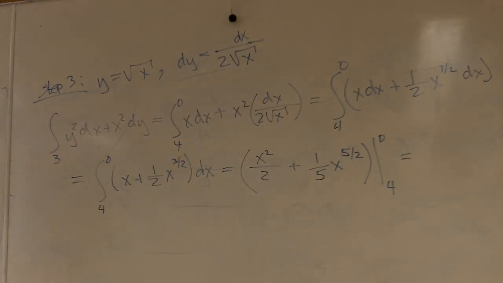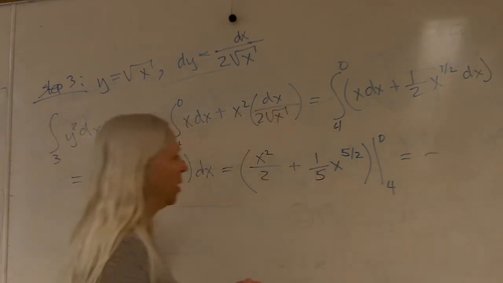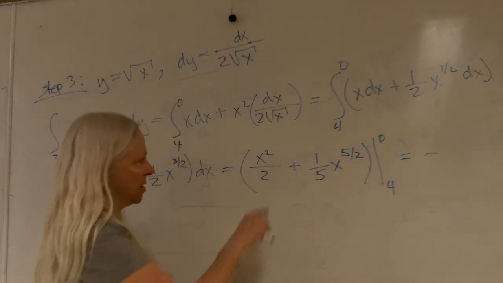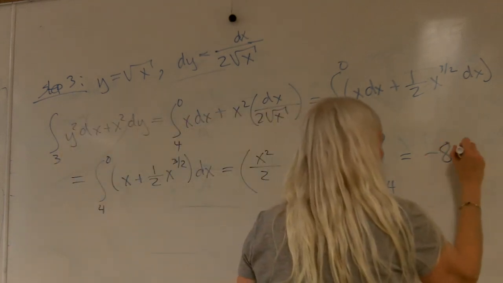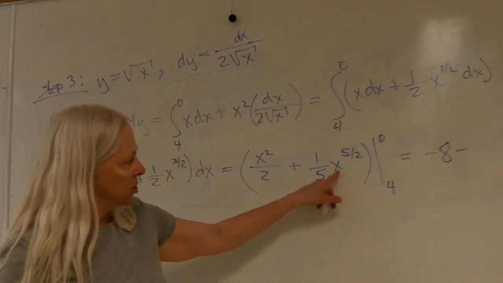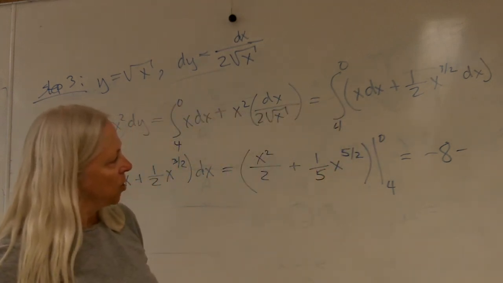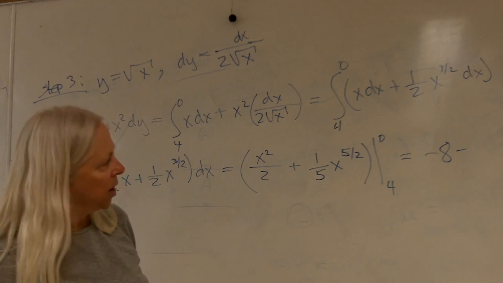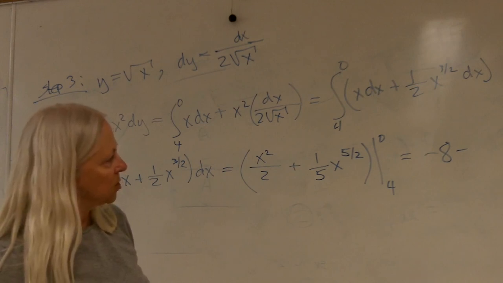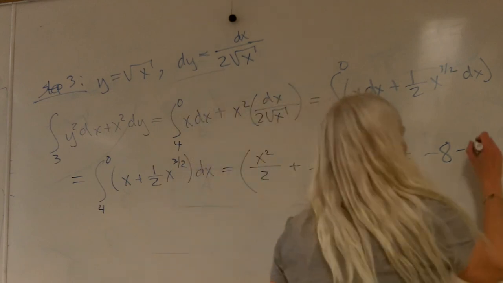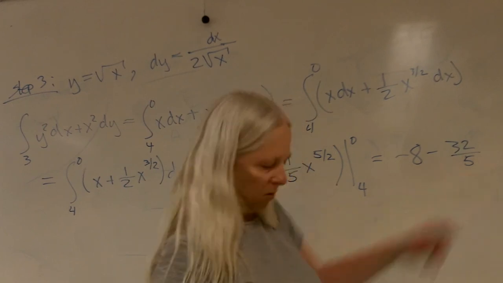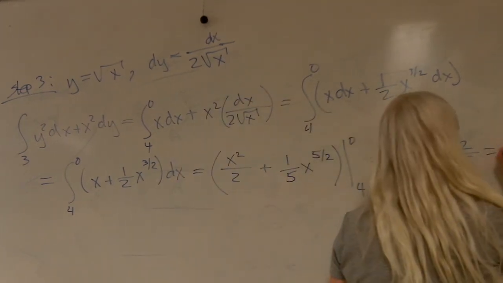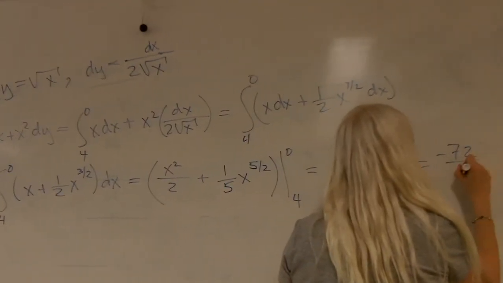Of course, from the upper limit, 0, we get nothing. From the lower limit, we'll get a minus sign, of course, because it's a lower limit. So when we plug in, let's see, 4 squared over 2 is 16 over 2 is 8. And 4 to the 5 halves is 4 squared times the square root of 4. In other words, 16 times 2 is 32. So minus 32 fifths, again minus because it's a lower limit. And if you put those over a common denominator and combine them, I'll let you double check that you get minus 72 fifths.